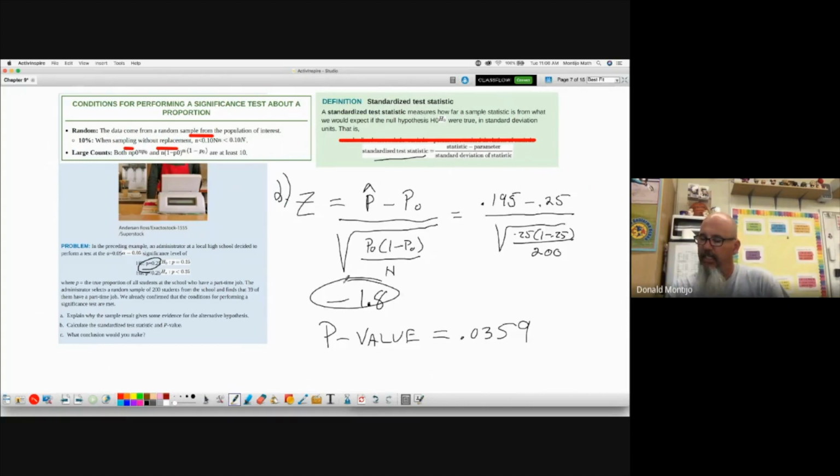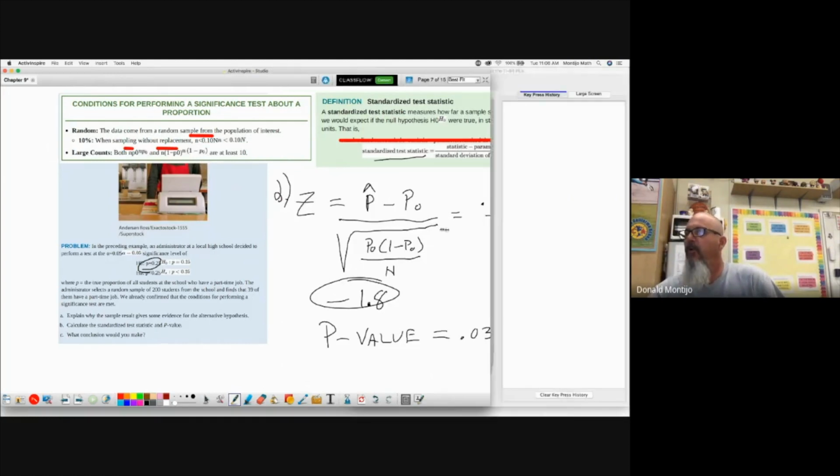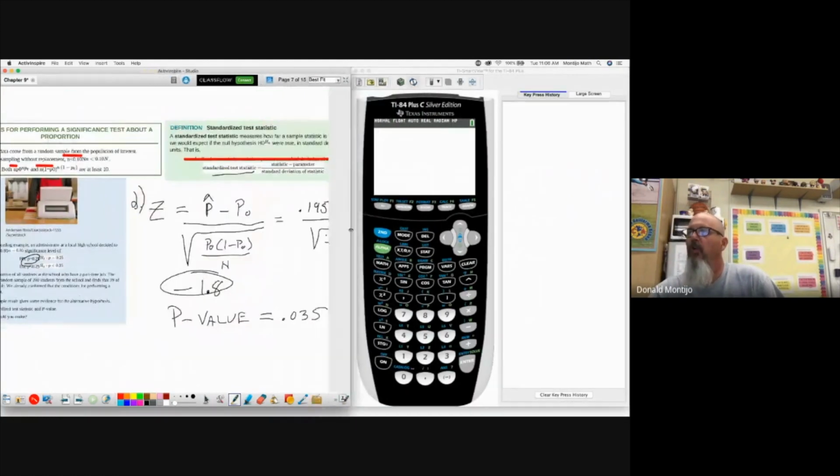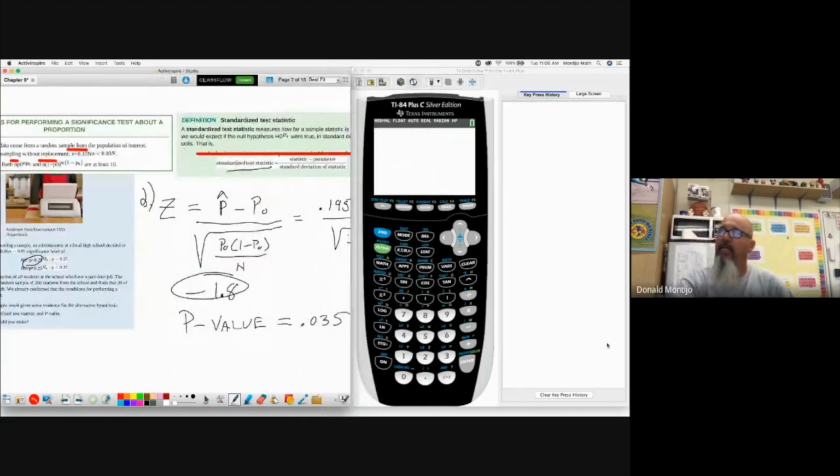Calculate the test statistic and find the p-value. Well, you know what? The calculator can also find the test statistic and the p-value for us. Let's take a look at our favorite tool here, the TI, and let's see how we would conduct this. What are we going to do here? We're going to run a test.